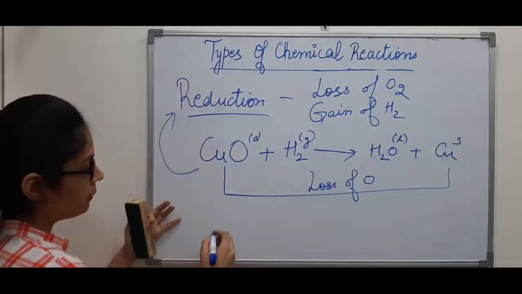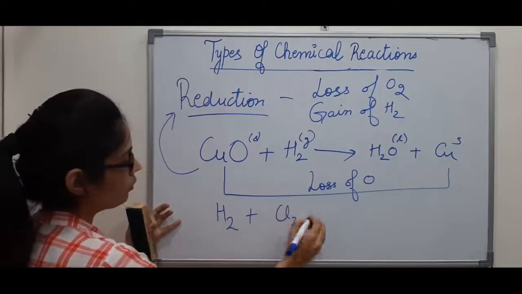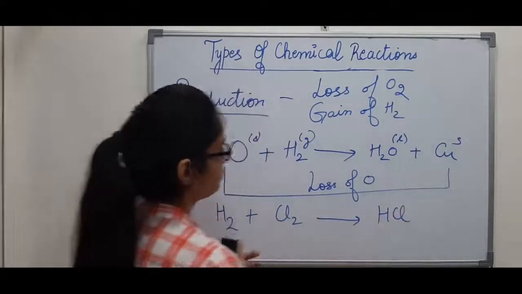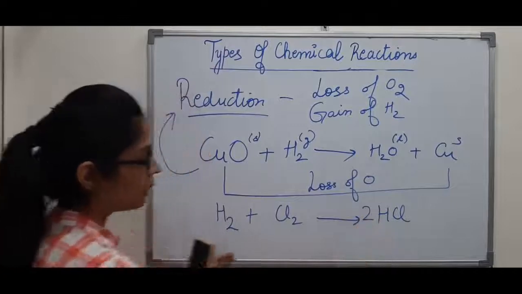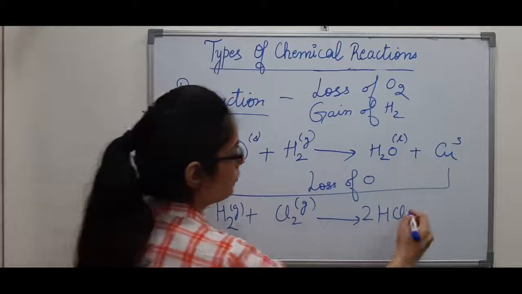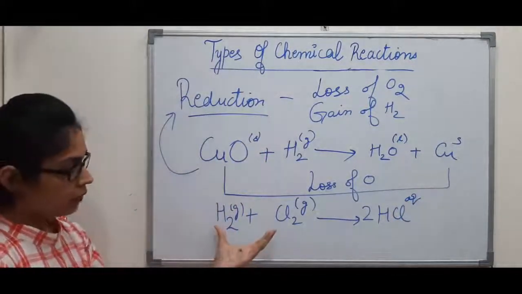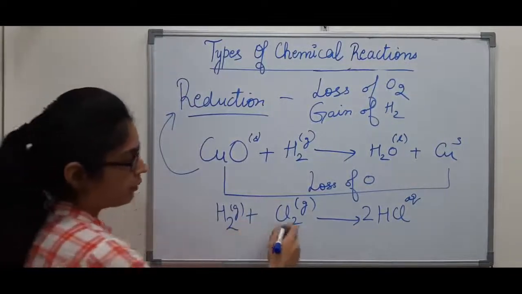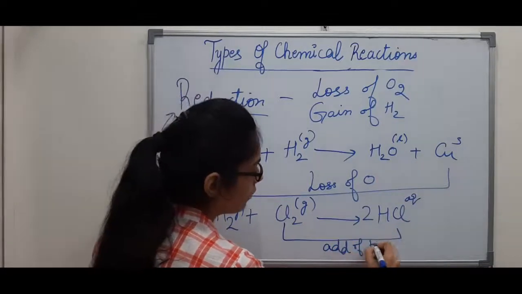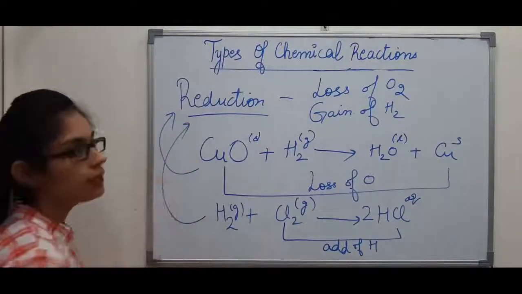Let's take another example. When H2 hydrogen and Cl2 chlorine react together, I am getting HCl. It is in gas form, and the HCl is in aqueous form. Now you can see in chlorine there is addition of hydrogen, and addition of hydrogen means the reaction is a reduction reaction.